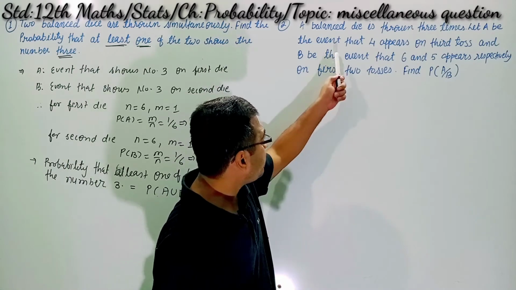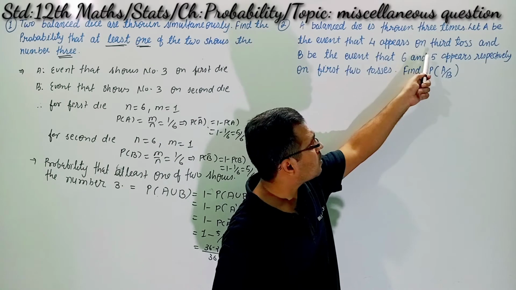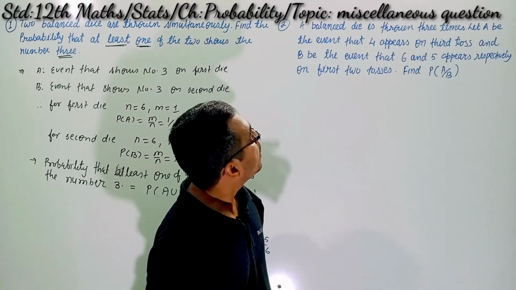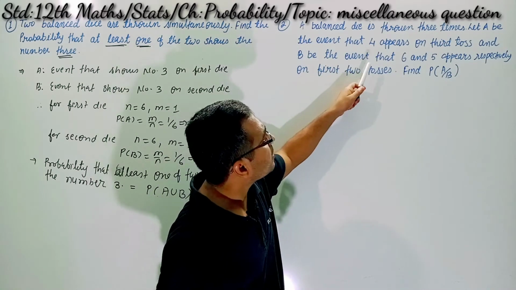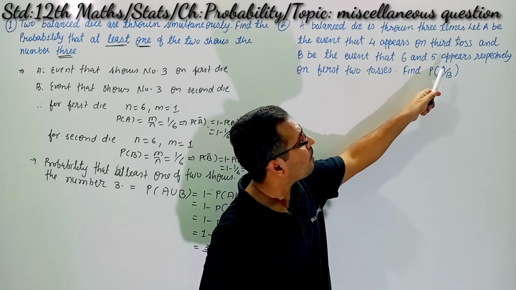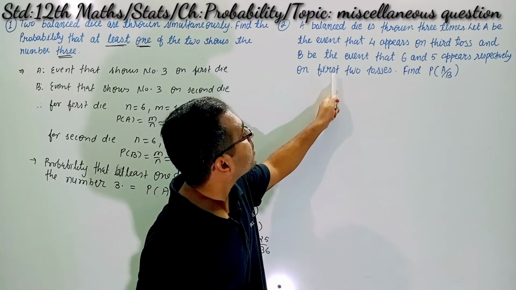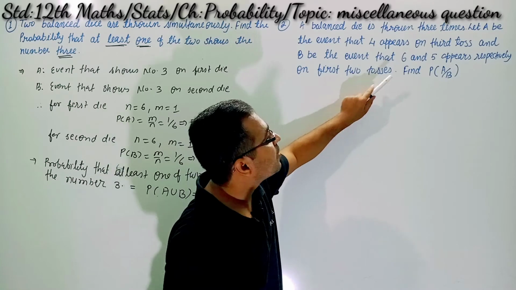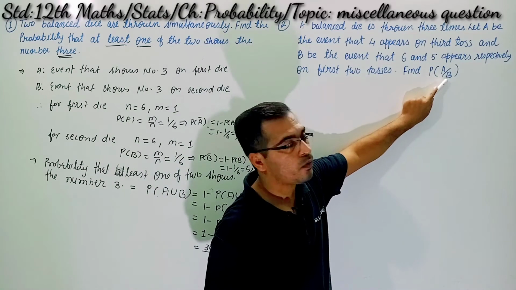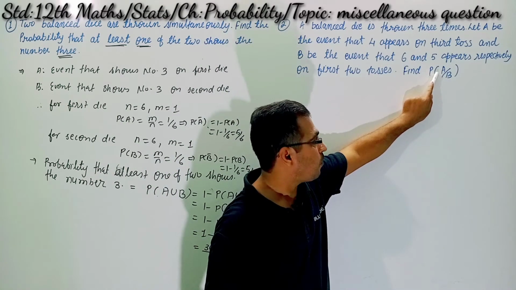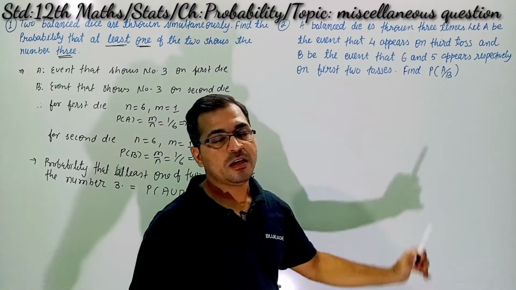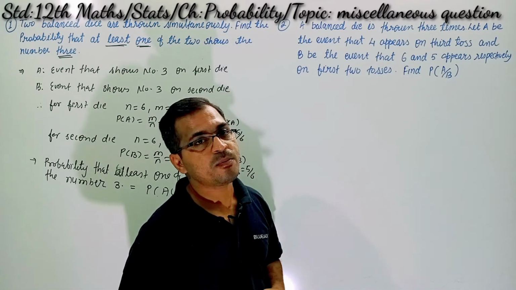Let A be the event that 4 appears on the third toss and B be the event that 6 and 5 appear on the first and second tosses. Find the probability of A with respect to B. Here, students, we will apply conditional probability.